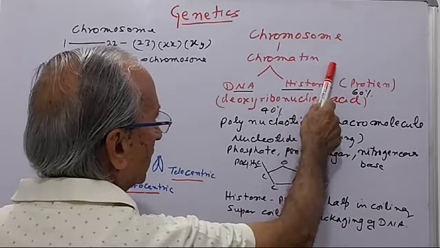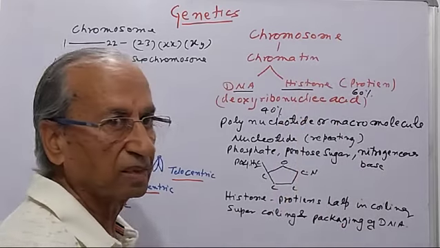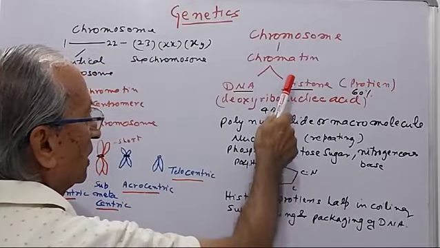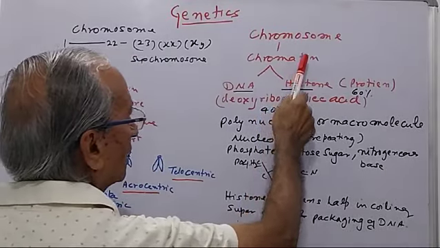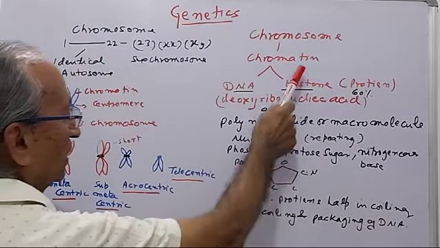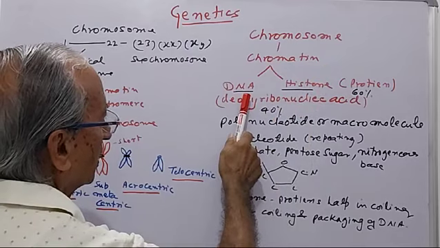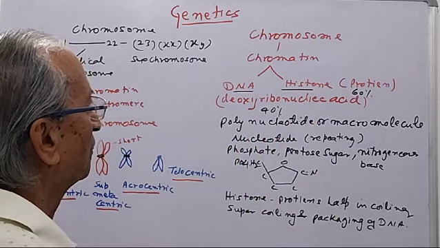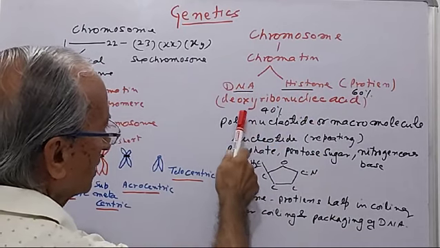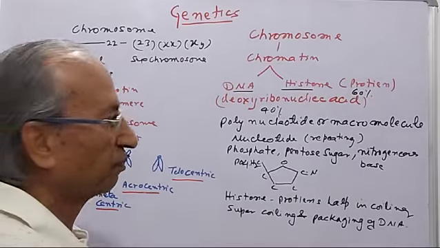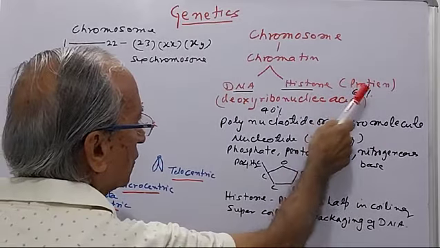Now the chromatin fiber is a material which is found in the nucleus, and this chromatin fiber forms the chromosomes. This chromatin material is made up of DNA and histone. DNA, that is deoxyribonucleic acid, and histone is a protein.